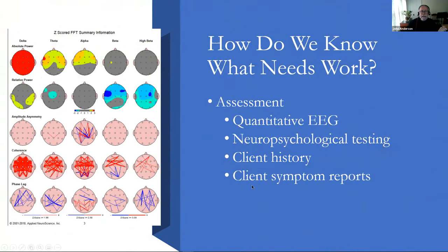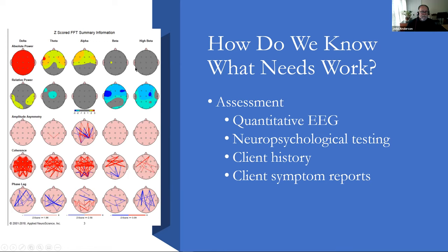So how do we know what needs work? How do we know what needs to be worked on here in this neurofeedback process? Well, we do an assessment, and one of those components is the quantitative EEG. This is brain mapping, if you will, based on the surface electrical activity of the scalp. This is a comparison with a normative database, and anything that is in the red is greater than 2.5 standard deviations. So we've got too much delta and so on. And so this shows too little beta in the front and high beta in the front, but that's in relative power.